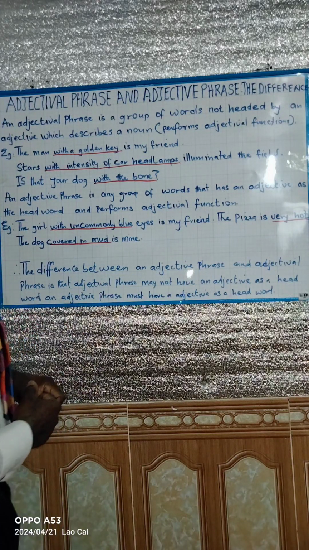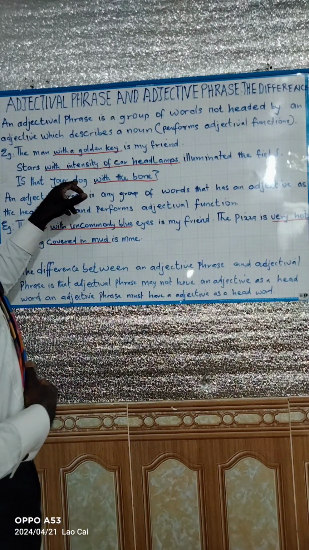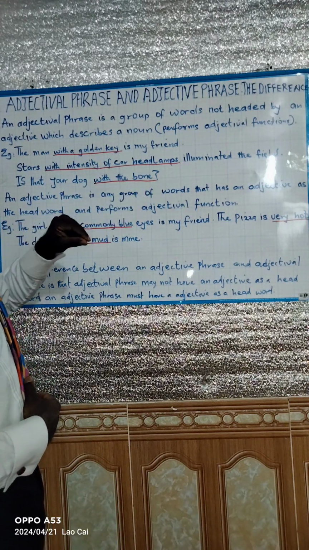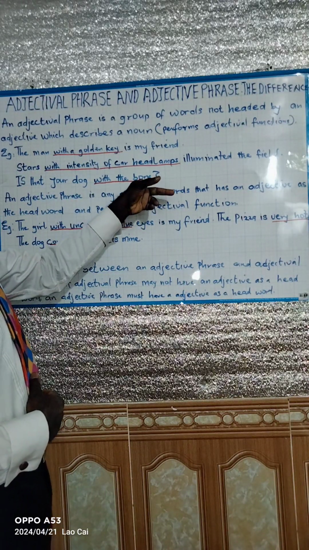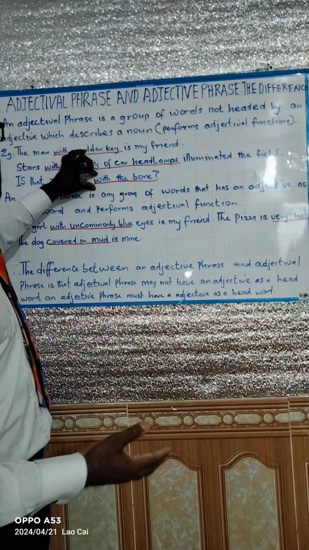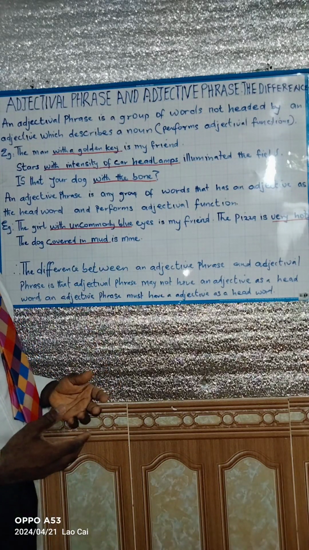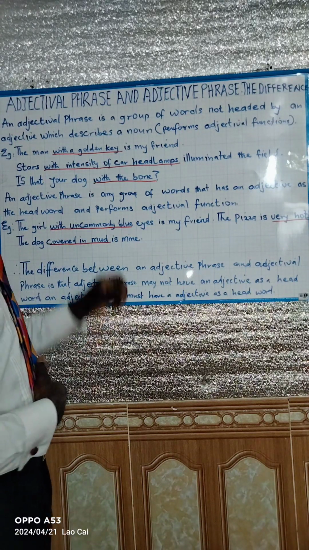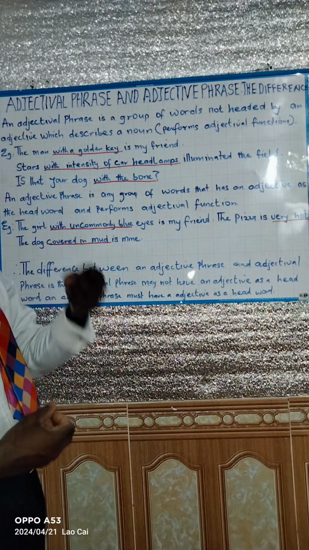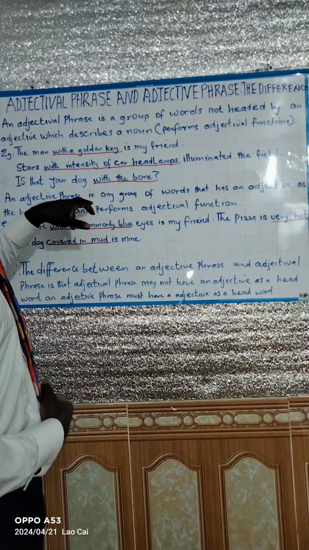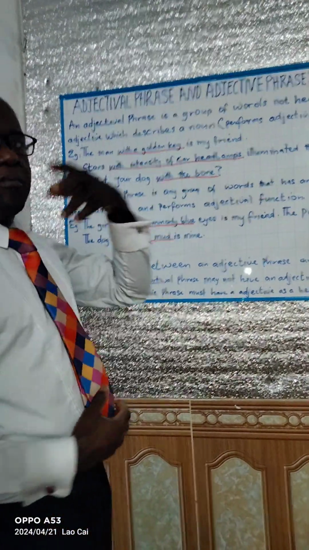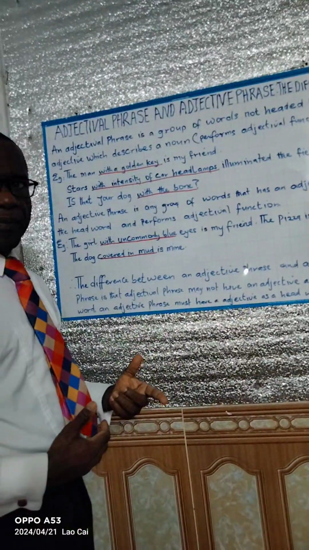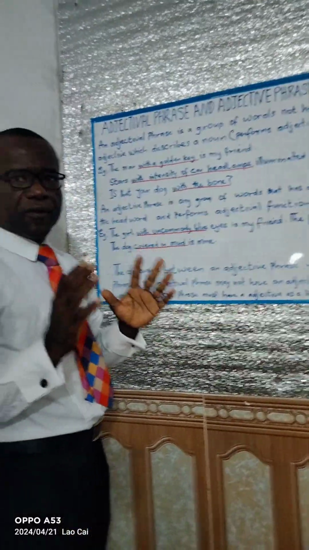Okay? The third example: is that your dog with the bone? It's a question. Is that your dog with the bone? Now, with the bone is an adjectival phrase. If you check, there is no adjective here, but it is qualifying the noun dog. So, with the bone is an adjectival phrase qualifying the noun dog, or better still, qualifying the noun phrase your dog. So, that is the adjectival phrase.